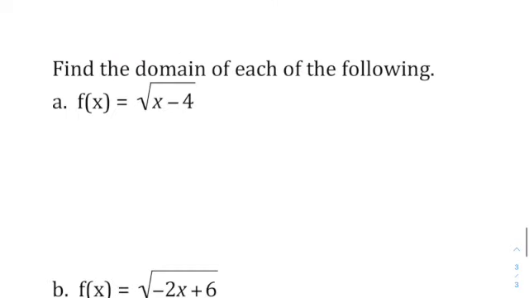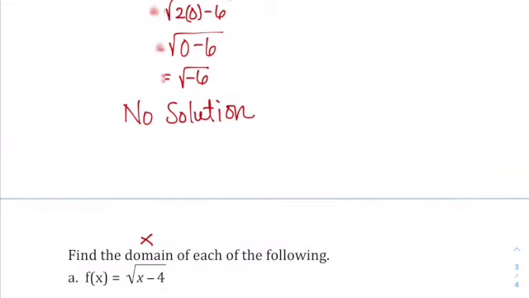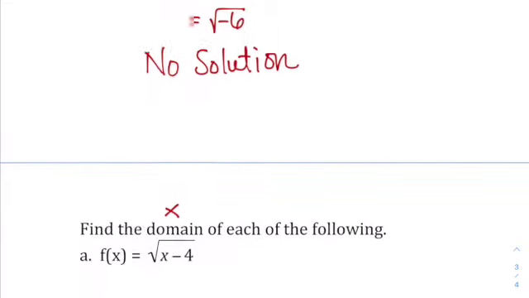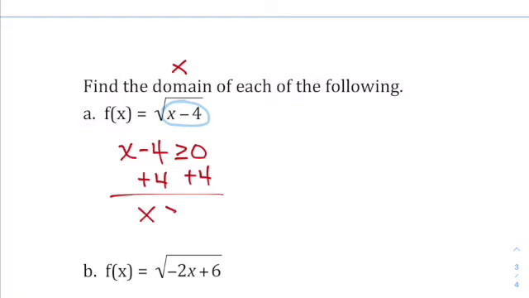Domain is x, so don't forget that. So I want to find all the x values that work for this problem. Now, do you guys remember we just did a problem above and it says if it's a negative number, it's no solution. So therefore, anything under the whole square root right here cannot be smaller than 0. Any negative number doesn't work. We understand that we are going to say x minus 4 must be greater than or equal to 0. When you solve it, x is going to be greater than or equal to 4.